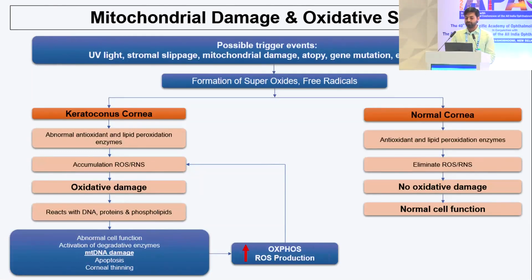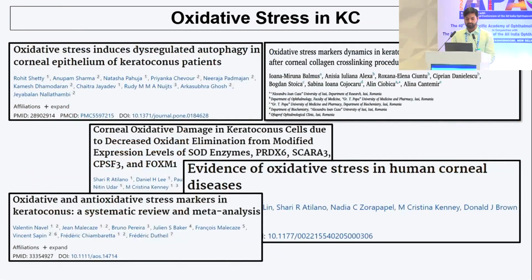Whereas in the normal cornea, there is a production of proper antioxidants and lipid peroxidation enzymes, which eliminate this oxidative stress. So there is no oxidative damage or stress inside the cell, and the cell functions normally. These are some literature evidences which show that there is oxidative stress in keratoconus corneas.